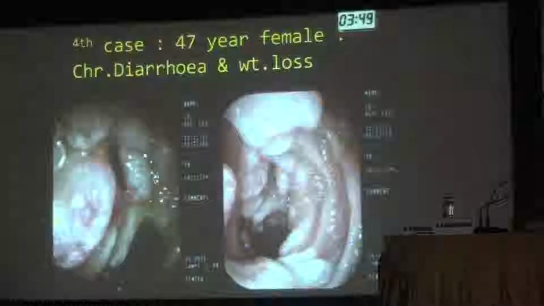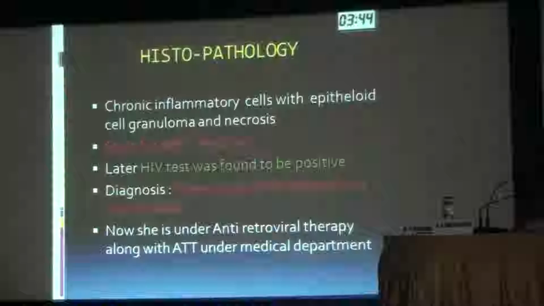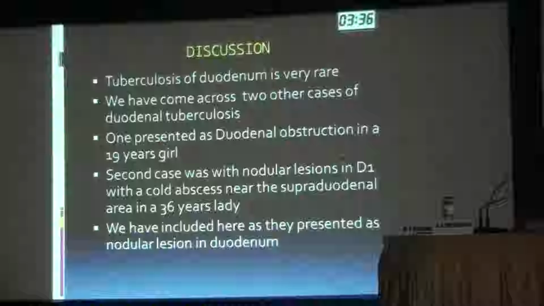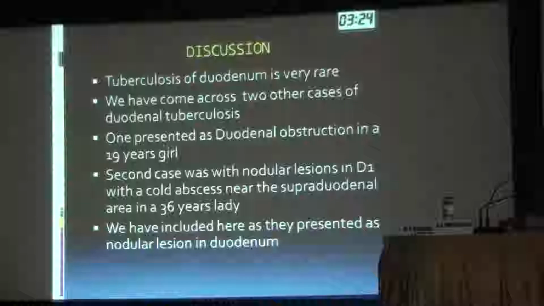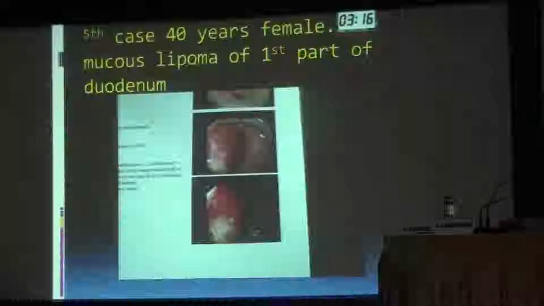The fourth case is a 47-year-old female with chronic diarrhea and weight loss. On histopathological examination, AFB positive, and tuberculosis of duodenum in a case of AIDS. HIV test was found to be positive. So tuberculosis of duodenum is also very rare, and one presented as a duodenal obstruction in a 19-year-old. Second case was with nodular lesion in D1 with cold abscess near the supraduodenal area in a 36-year-old lady. So in the fifth case, there is a 50-year-old female with mucous lipoma of the first part of duodenum. So it is also resected endoscopically.